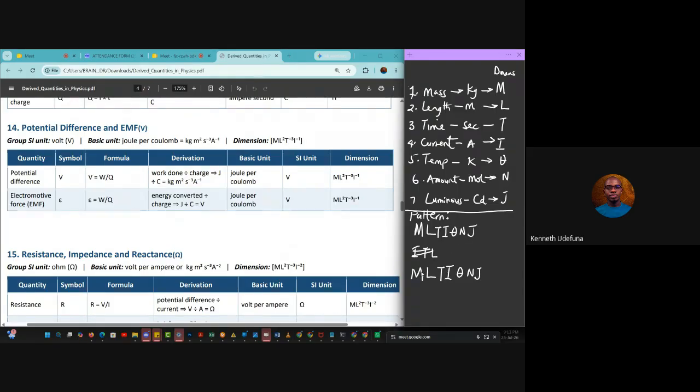So take note of the pattern. It is always M first if there is M, L if there's L, T if there is T, I. But remember that in the absence of M or any of those letters, you can skip it, but just note the pattern.